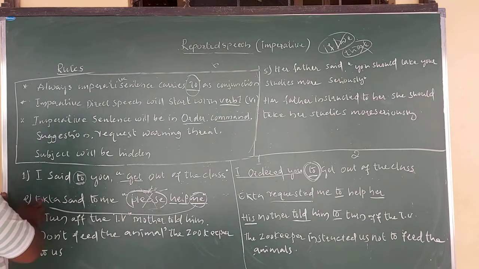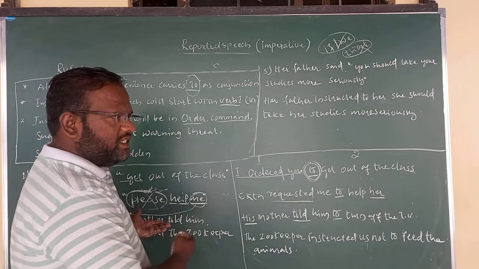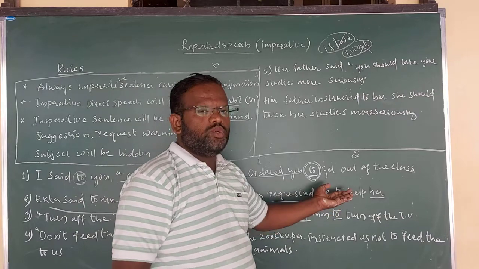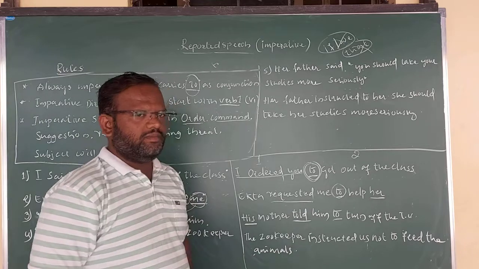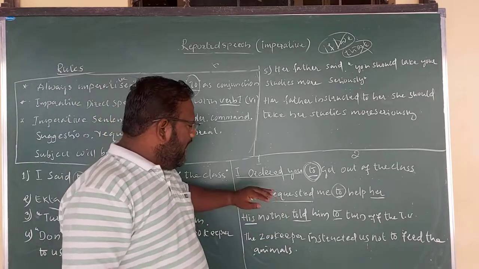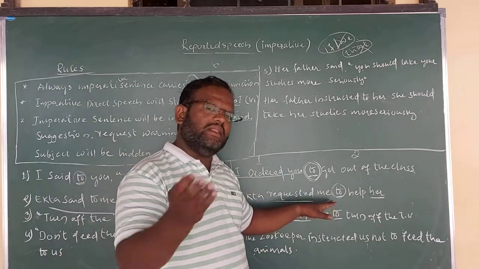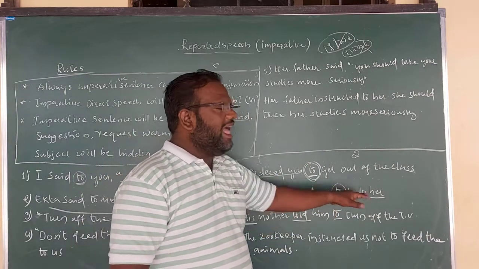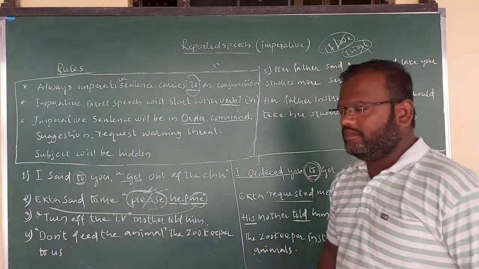So here, Ekta said to me, "Please help me." It is in direct speech. In indirect, it can become: Ekta requested me to help her. So "to" as a conjunction we have to use, right? Even I can say this sentence in a different way also. Ekta pleaded me. We can use it like that. "Please" is there, so we can use it in such a manner: Ekta pleaded me to help her. Right?